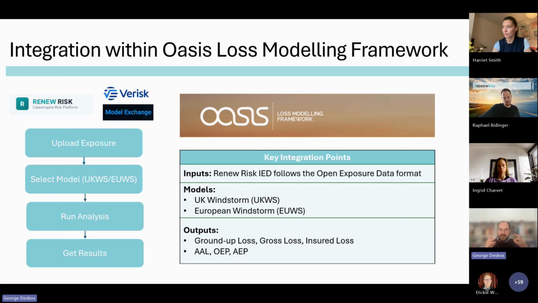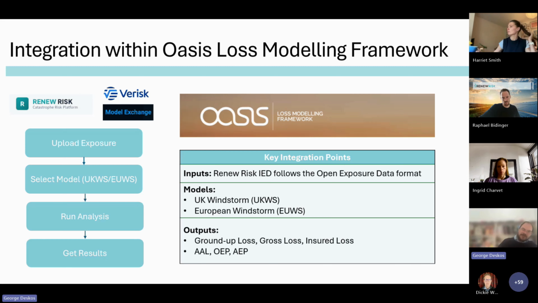So it's a typical approach, and you can find the model either on the RenewRisk platform, what we call the green platform, as you can see here, or on the various model exchange platforms. Our models are available in both. And the approach is very simple: you upload exposure, you select the model, you run the analysis, you get the results.